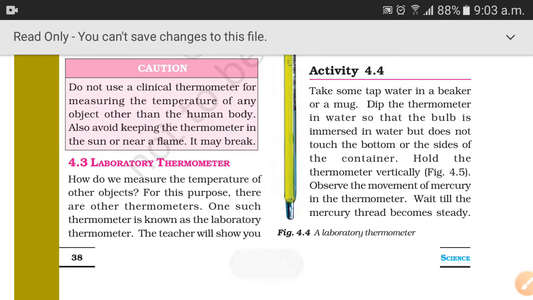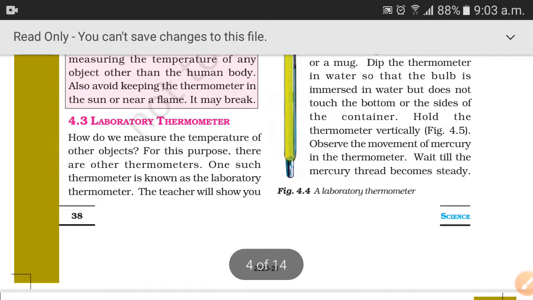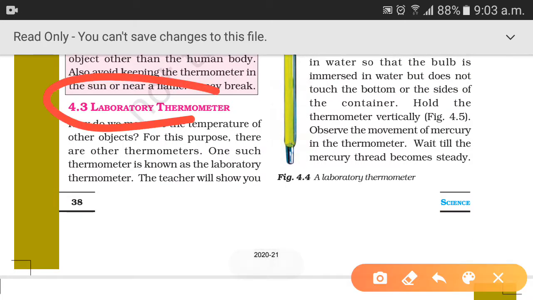it may break. So to measure the temperature of objects, there is a special type of thermometer, which is known as the laboratory thermometer. This thermometer is used in laboratories for performing experiments, and such a thermometer can measure the temperature of hot objects such as boiling water or cold objects such as ice.